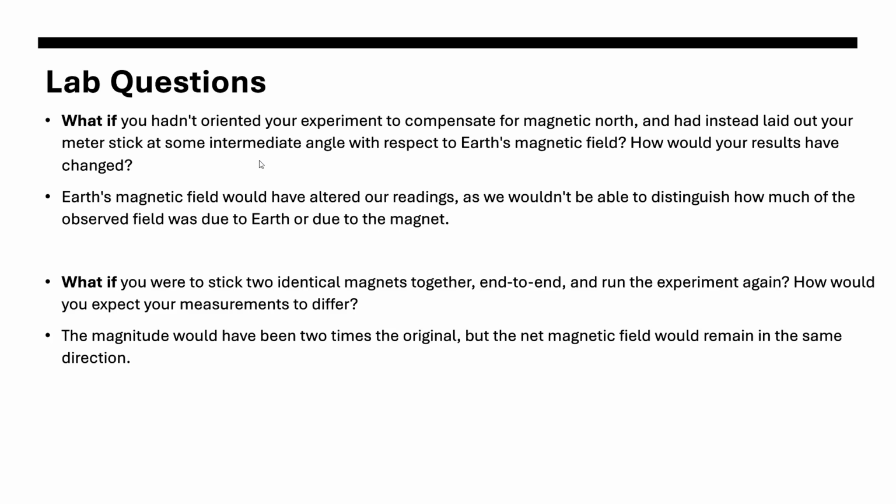Then what if you were to stick two identical magnets together end to end and run the experiment again? How would you expect your measurements to differ? So the magnitude would have been 2 times the original, because the magnets are going in the same direction, north to south. So yes, it would be double, but it would remain in the same direction because they're still going in the same direction.